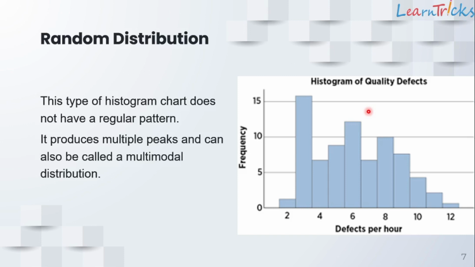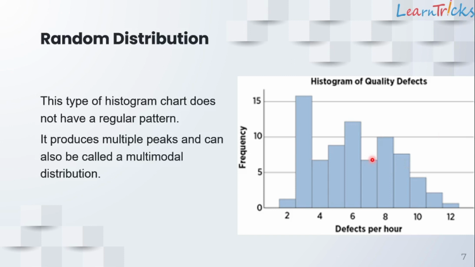So just as a bimodal distribution has two peaks, in a random distribution there can be any number of peaks, and it doesn't have any specific or regular pattern. Then it is called a random distribution, or, due to its multiple peaks, a multimodal distribution also. And in most cases the data comes under the random distribution histogram.